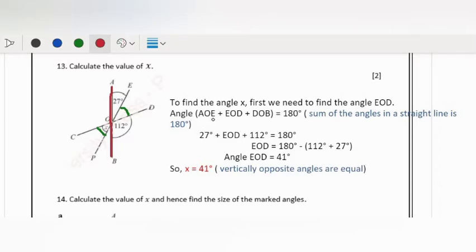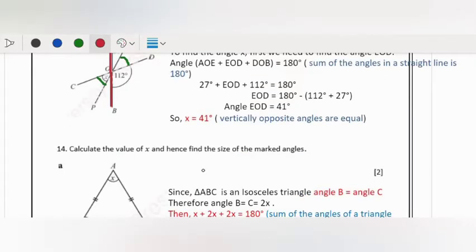So angle AOE plus EOD plus DOB is 180 degree. That is the property of a straight line. EOD is the only angle we don't know, and we have the values of the other angles. So we take all the known values to the right side, it gets subtracted, and you get 41 degree. Angle EOD is finally 41 degree, and EOD is the angle which is vertically opposite to x. And we know that when two lines intersect each other, the vertically opposite angles are equal. So if EOD is 41 degree, then angle x is also 41 degree. We got the answer. Go to the next question.